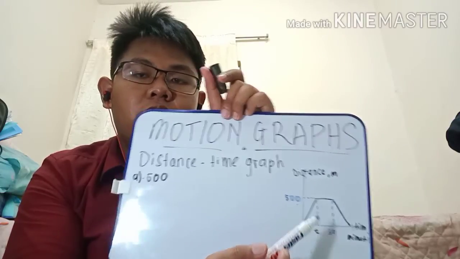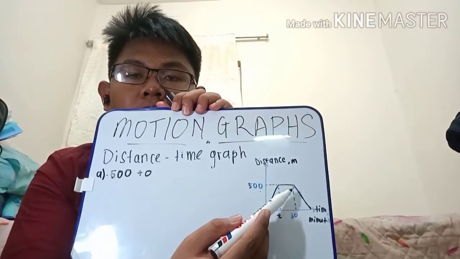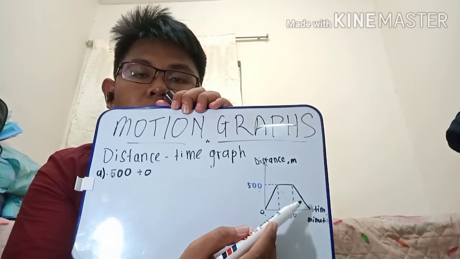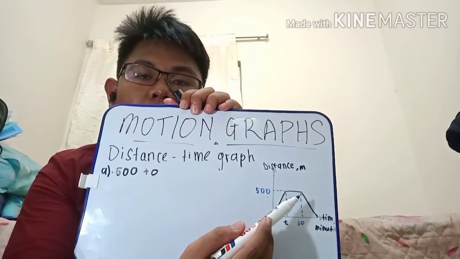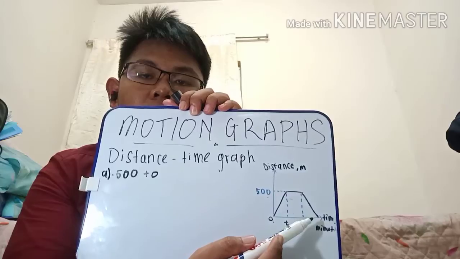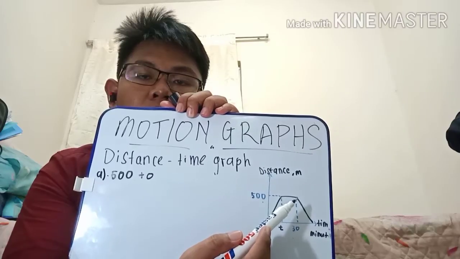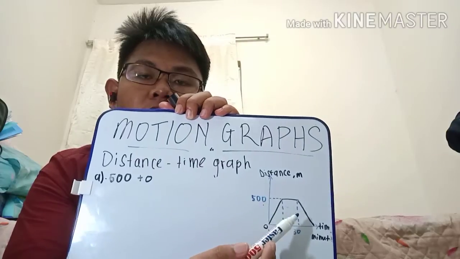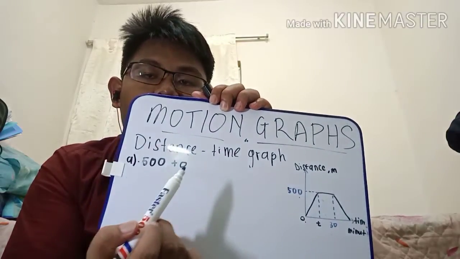Sahana doesn't move, so the distance is 0. Okay, next we look at this part. Sahana, the gradient is moving downwards. When the gradient moves downwards, it means that Sahana goes back to her original position, in this case her house. So from her friend's house to Sahana's house, it takes another 500 meters because she used the same route. So we put 500 here.